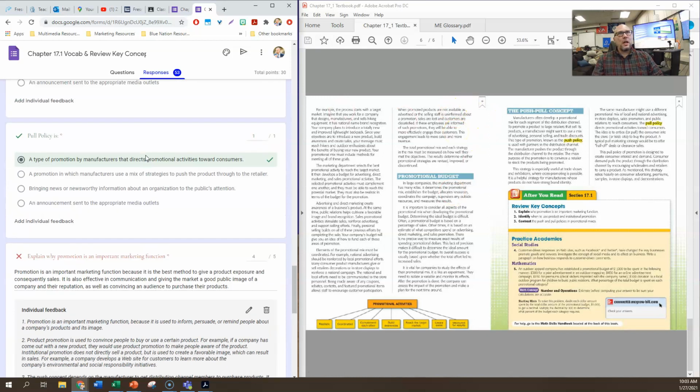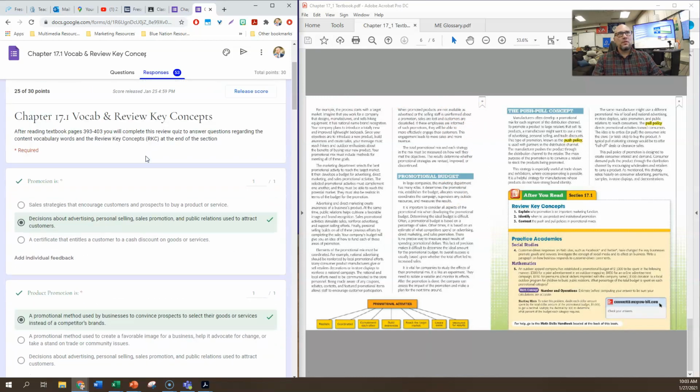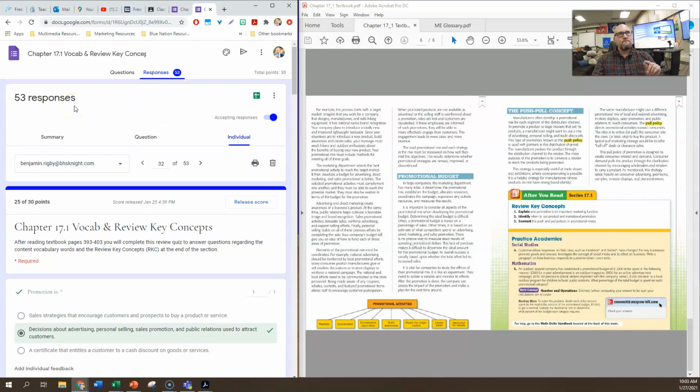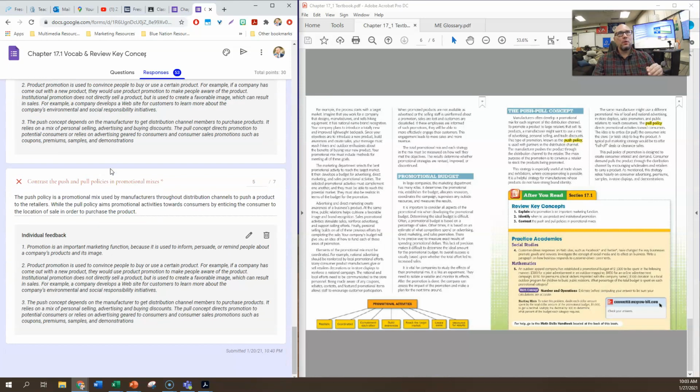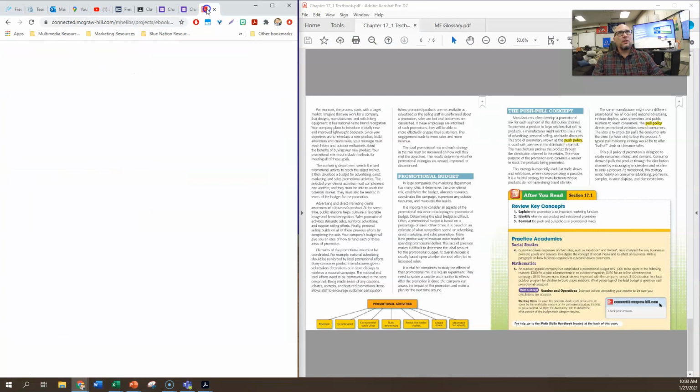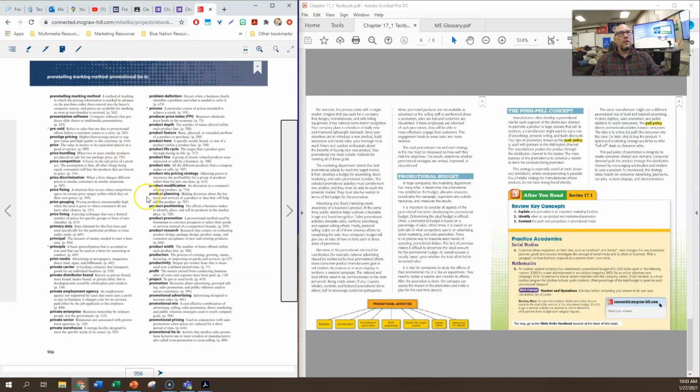That's how these chapter assignments in terms of vocabulary and review of key concepts will work. So hopefully when we do another chapter, which we will, we can use these tools. And don't forget, in your textbook you've got your glossary as well. So in terms of getting good, solid definitions for the words, this is a great tool to use for just the vocabulary.